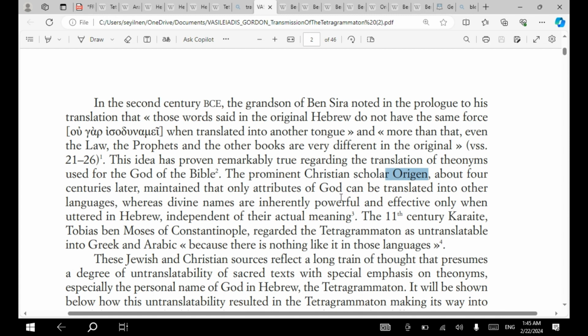Maintain that only attribute of can be translated into other languages where the divine names are inherited powerfully. You can't translate the name in any other tongue. You see, NINI, you can't translate the name in any other tongue unless that same Paleo-Aramaic, because they were the only one giving the name in the book of Exodus 3:14. Go and tell the children of Jacob that I am, which is NINI, the Jesu Yahweh, Yod He Vav He, same as Jehovah, same as Lord.